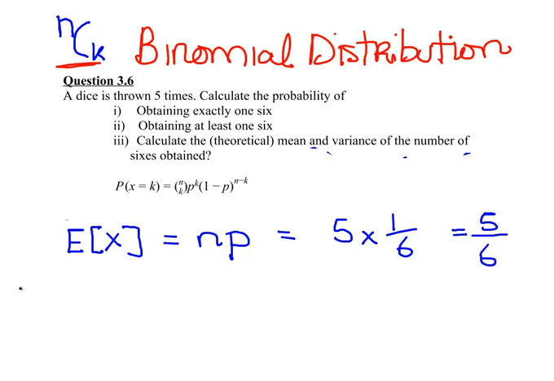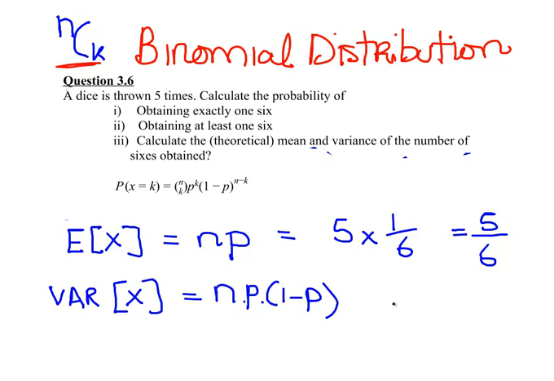And the variance of x is n times p times 1 minus p, and that is 5 by 1/6 by 5/6. So the answer to that, with a bit of calculator work, is 25/36. You can decimalize that as well if you want, 0.833 and so on, but we'll leave it there.